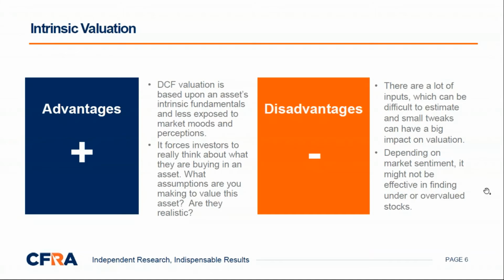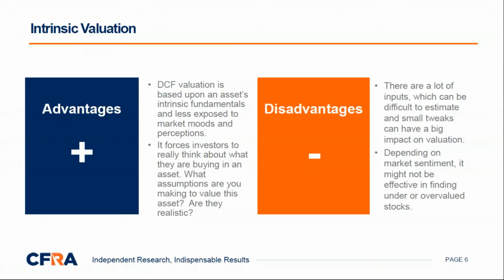So what are the advantages and disadvantages of using DCF? Well, number one advantage, DCF is based on an asset's intrinsic fundamentals, and it's less exposed to market moods and perceptions of market value. Number two, and most importantly, it forces the investor to really think about what they're buying in an asset. What assumptions are you making to value this asset? Are they realistic?